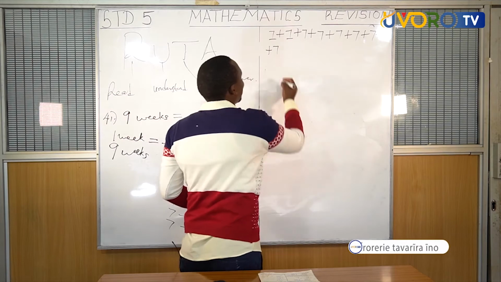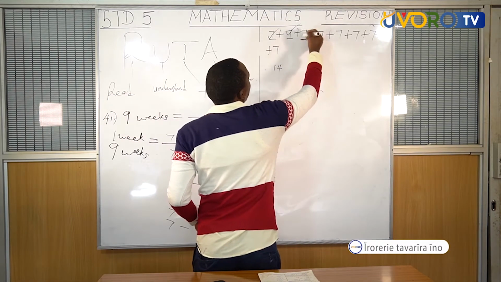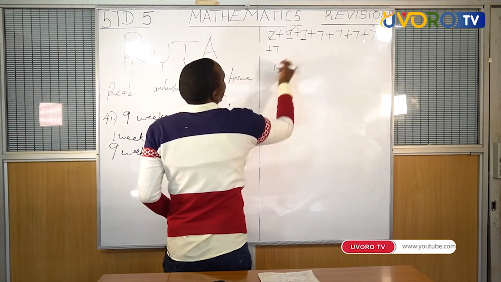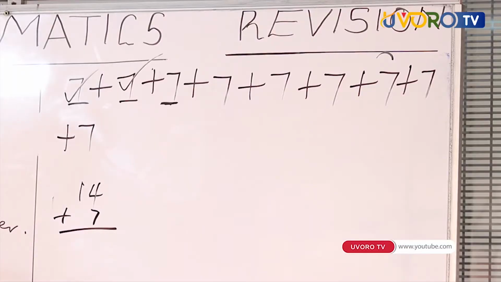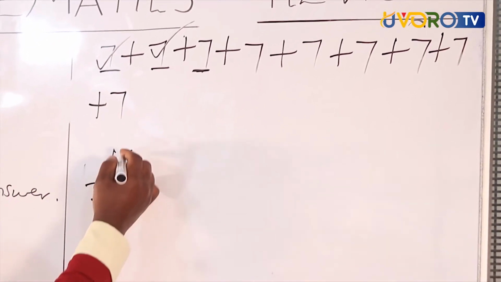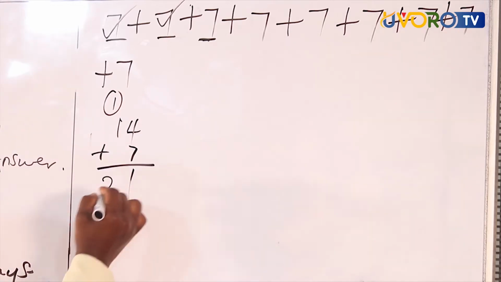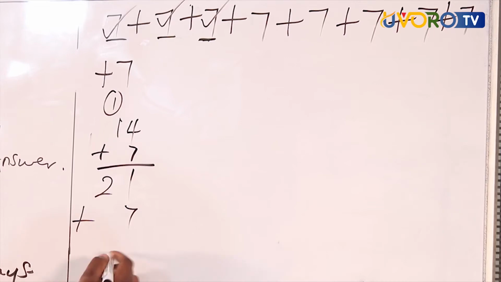Yes, very good. That is 14. What about plus the 7? After adding, you just put a right there. That is 21. 7 plus 4 is 11, we carry 1. 1 plus 1 is what? 2. Plus, we go to the fourth one.